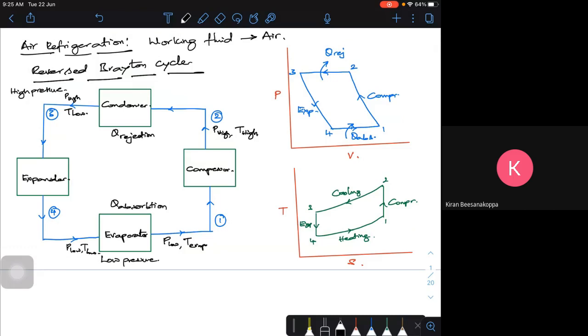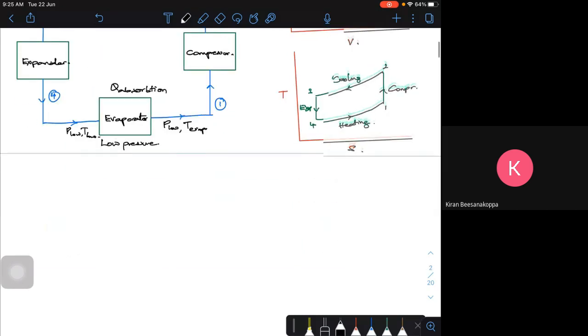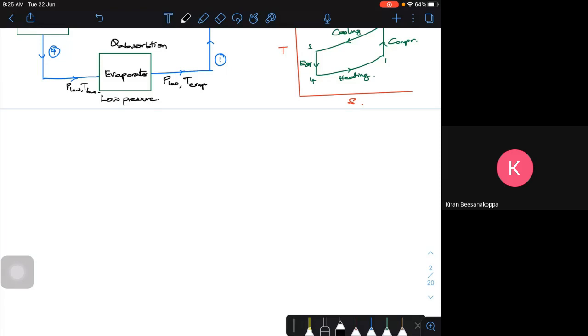Now, let us try to... everything is reversed. Everything is reversed from what we studied in the Brayton cycle. Now, let us try to write the mathematical expressions. See, in the Brayton cycle, you had what is called efficiency. But in the case of refrigeration, we have something called the coefficient of performance.